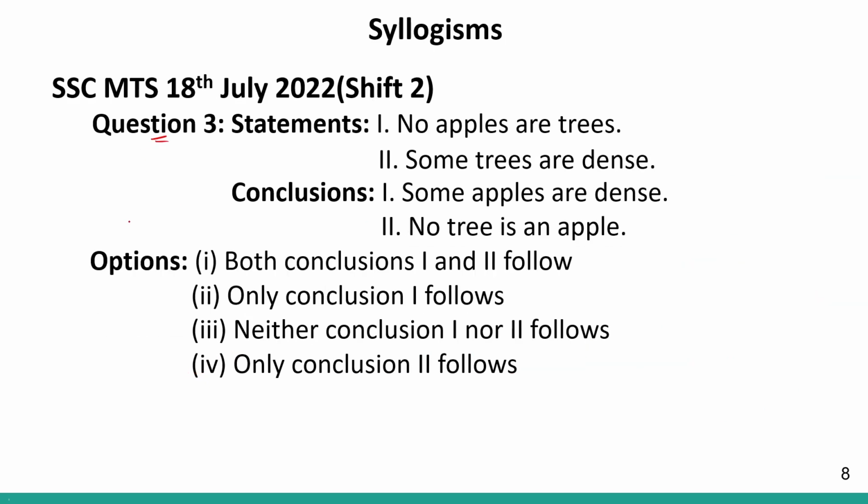Question number 3, set of 2 statements and 2 conclusions. Statement number 1 says no apples are trees. So apples and trees are separate entities. No apples are trees. Correct?